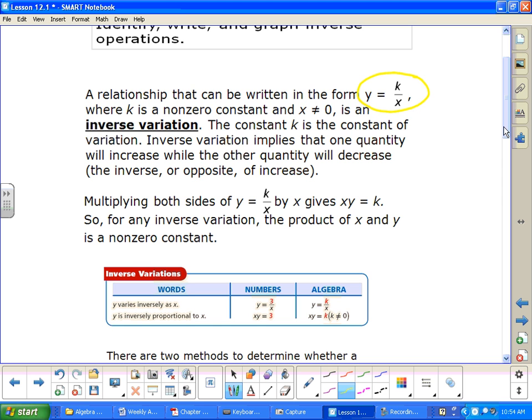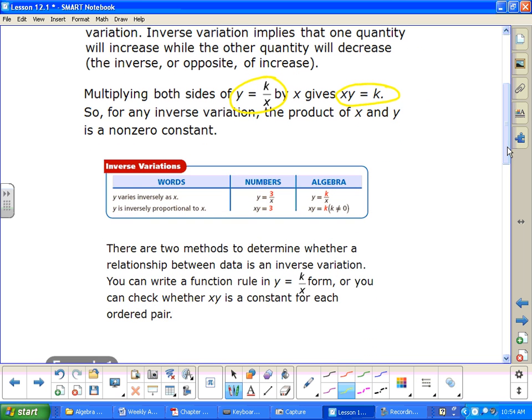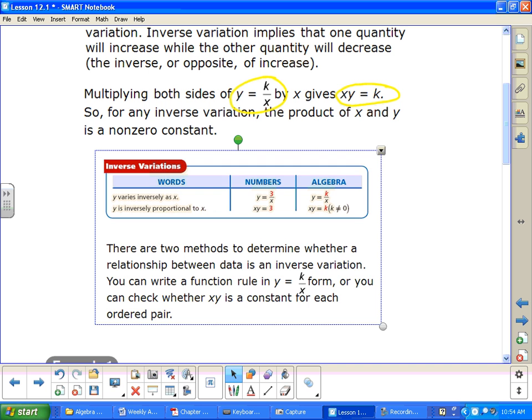Inverse variation implies that one quantity will increase while the other one decreases. And if we multiply both sides by x, we get this relationship here. So we have two relationships that we use with inverse variation. One, to be able to find k, and that's established by multiplying x times y. And the other one, which is the general form, if we're going to graph it, is y equals k over x. And that's also written in this nice, lovely box here.